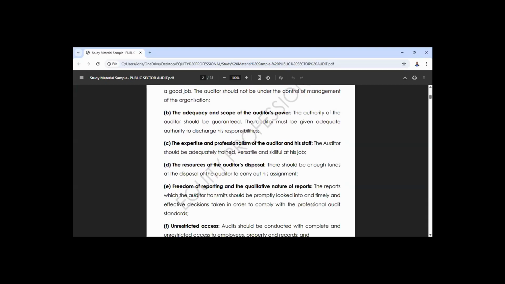Another one, the expertise and professionalism of the auditors. The level of experience, the level of training, and the skills possessed by the auditor will also contribute to whether the audit will be effective or not. So for an audit to be effective, the auditor must have experience. He must be trained. He must possess the relevant skills for the job.